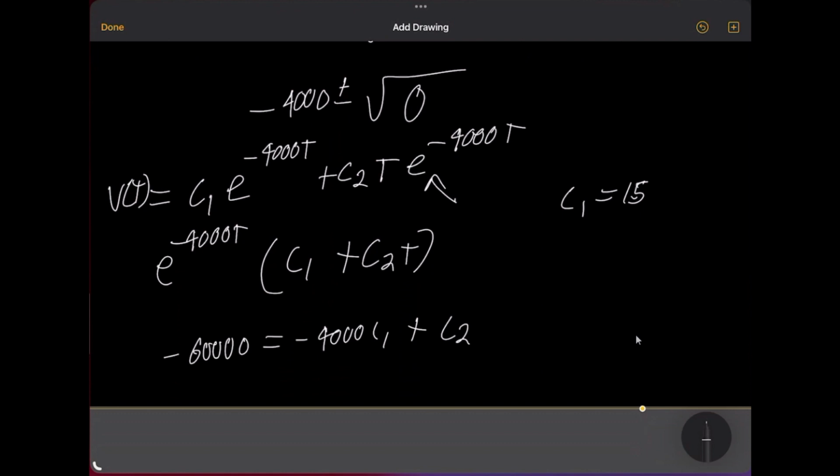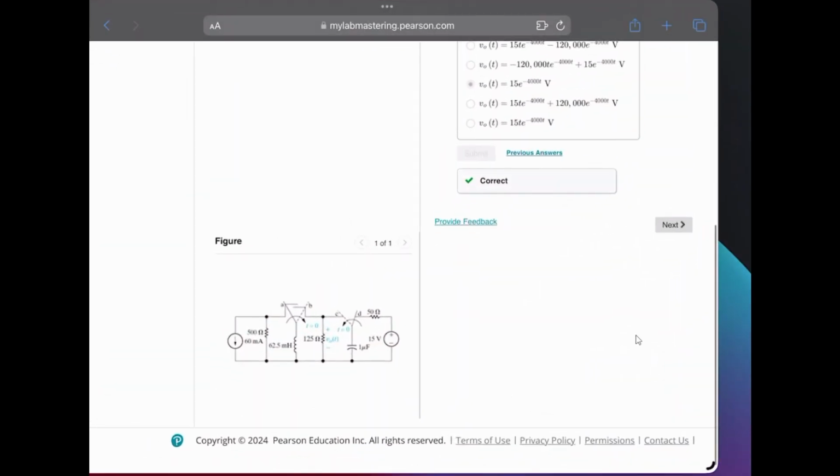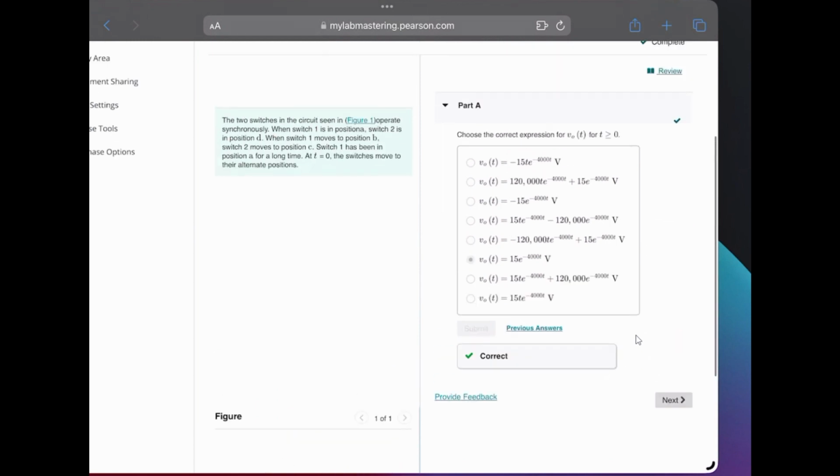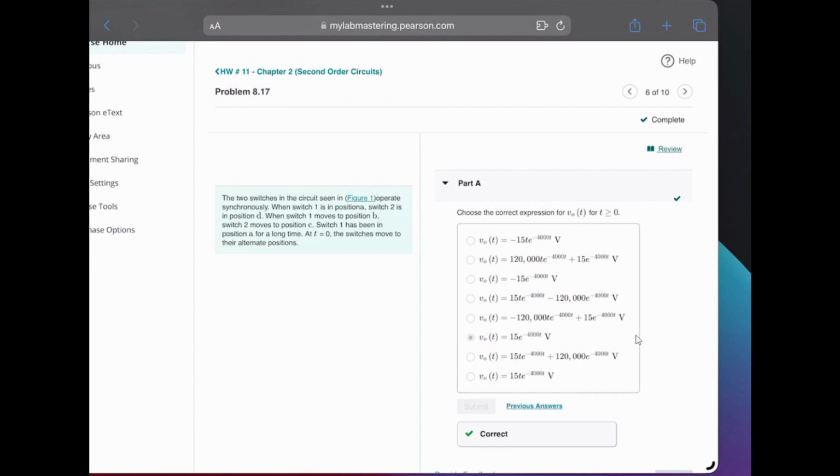Negative 60,000. Okay, C2 is 0. So we just have 15 e to the negative 4,000 t. That's our final answer. Yep, that's what we get. Beautiful. Let's go, I'm going to go to the next problem now.